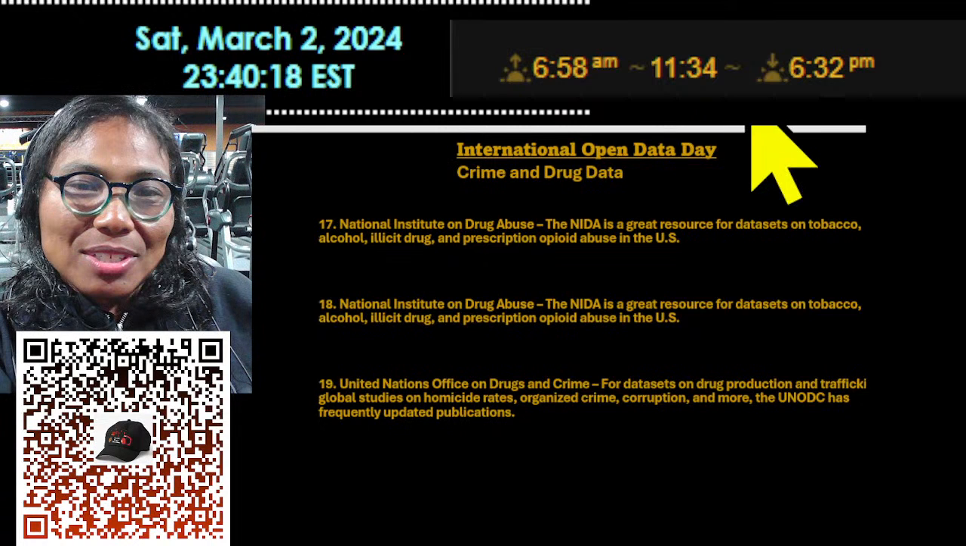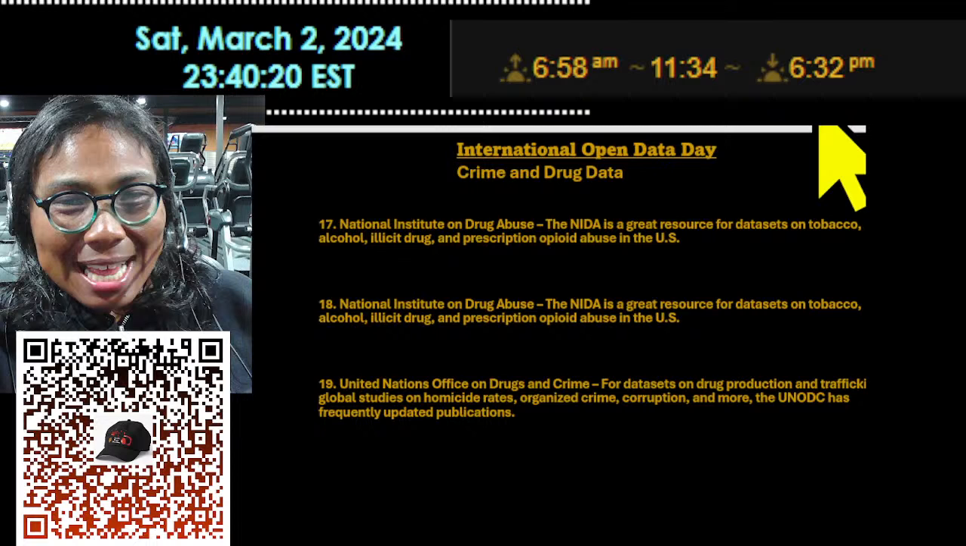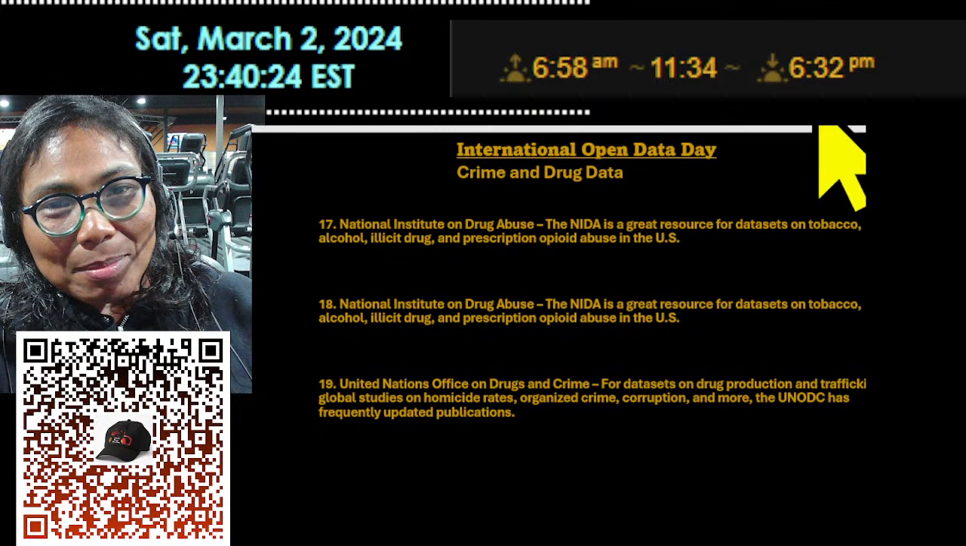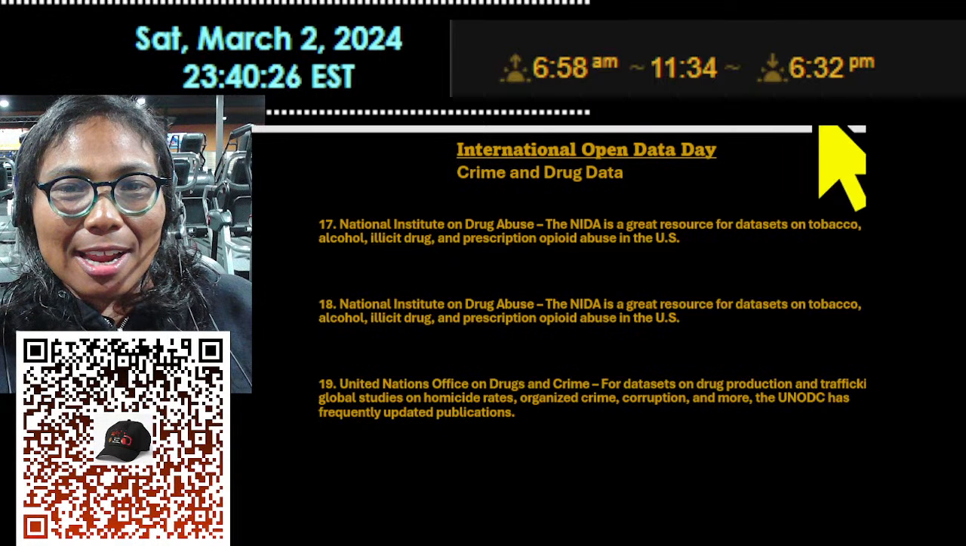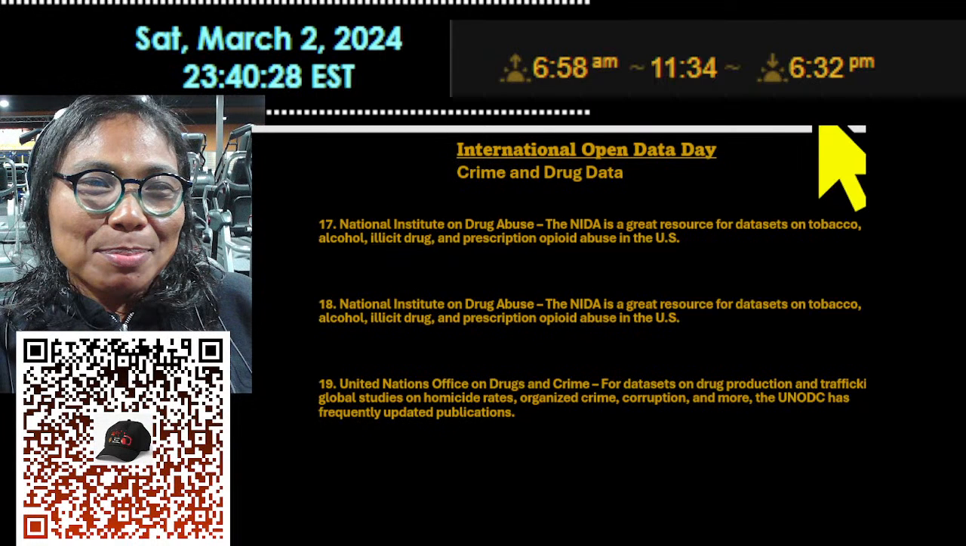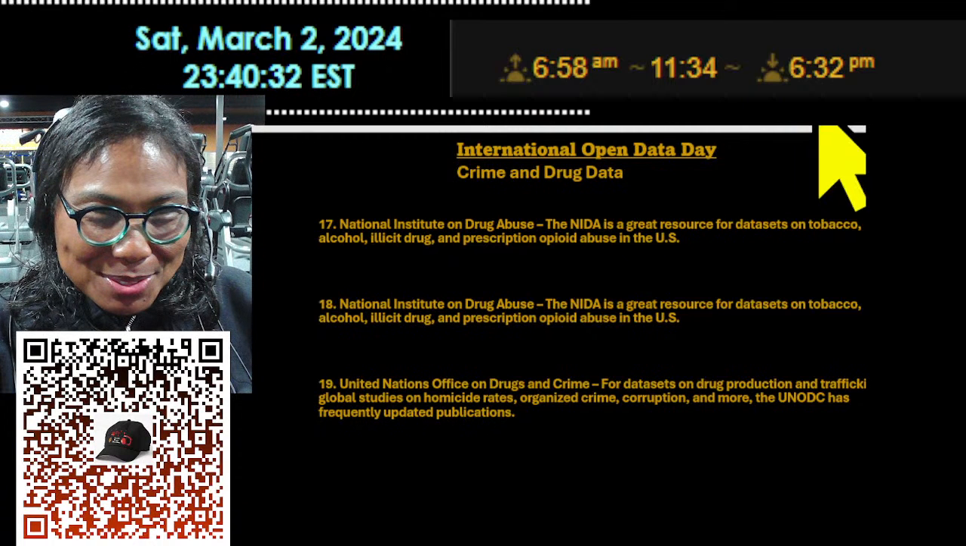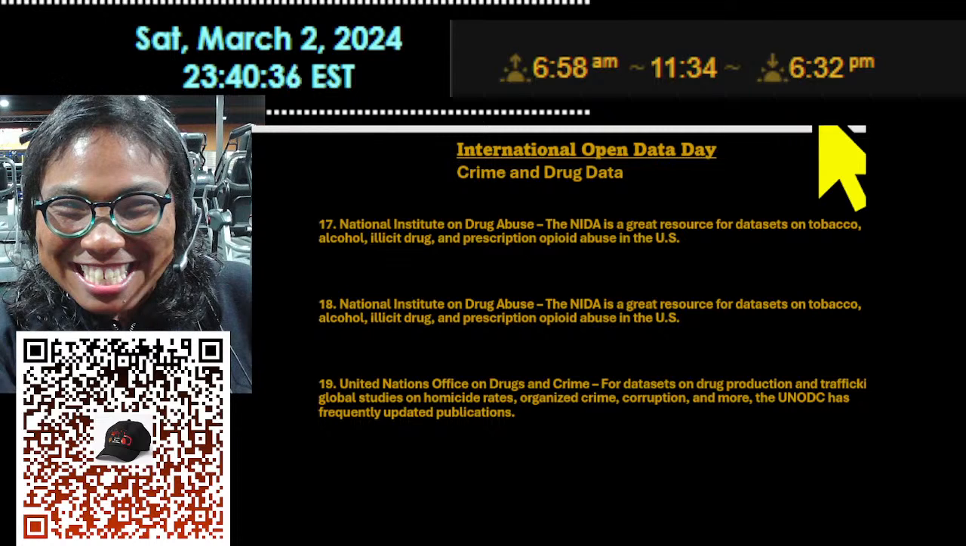The United Nations Office on Drugs and Crime has a data set for production and trafficking, global studies on homicide rates, organized crime, corruption, and more. They need to put the U.S. government in that. I shouldn't say that, but it's true, because that's how drugs got introduced to our communities in the late 60s and 70s.